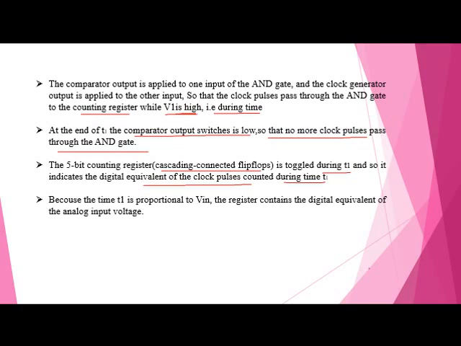it indicates that there is a digital equivalent of the clock pulses counted during the time T1, because the time duration T1 is directly proportional to Vin, and this register contains the digital equivalent of the analog input voltage.